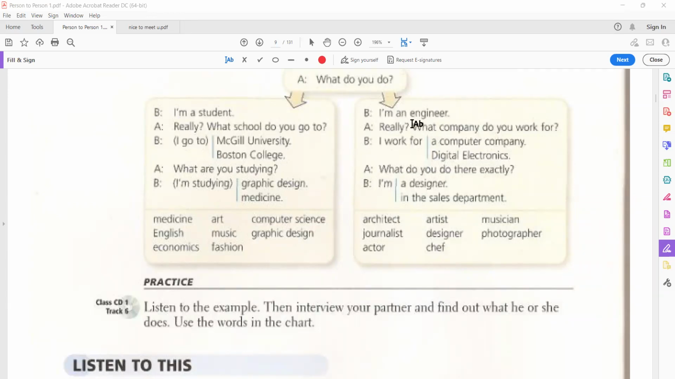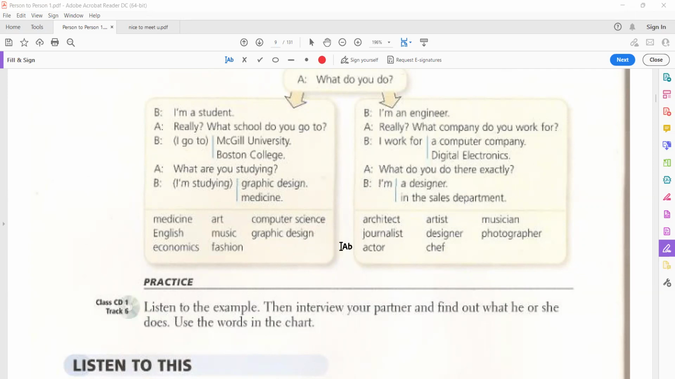Now, if I say, for example, I'm an engineer, there are many types of engineering, okay? Many types of, let's say, fields in engineering. So you can say, what do you do there exactly? That means specifically, what do you do? What kind of engineering do you actually do? What kind of work? So you can say, I'm a designer, or I am in the sales department. And this gives you an idea of the work that the person is actually doing, okay?